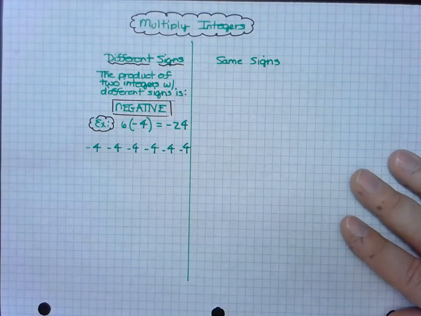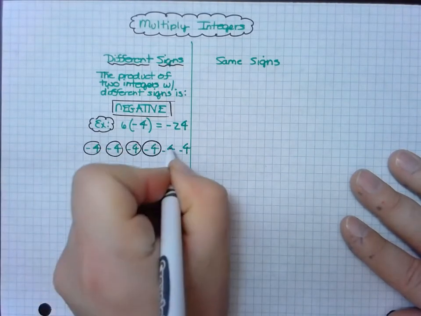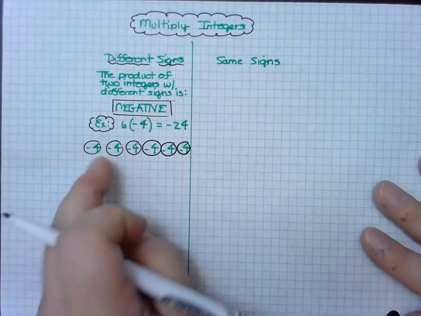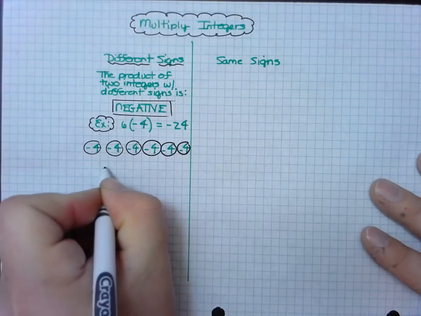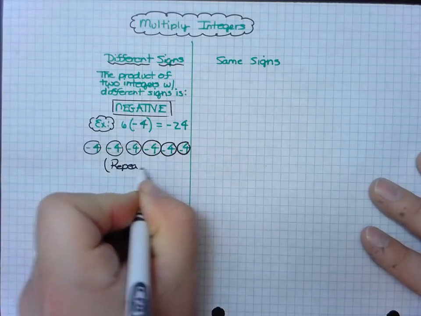You could also think of it as counters. So there's a counter, there's a counter, there's a counter, there's a counter, there's a counter, and there's a counter. And each of those counters is worth -4. And again, we could add all those up. And so, in a sense, this is the same as repeated addition.